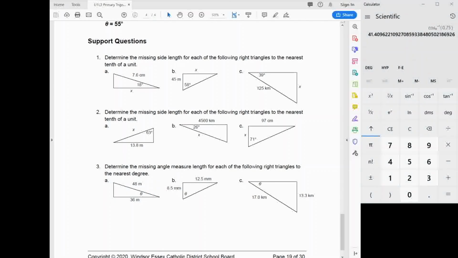So that's some of those problems worked out. Try the homework, and when you're ready, you can complete the quiz online for this unit.